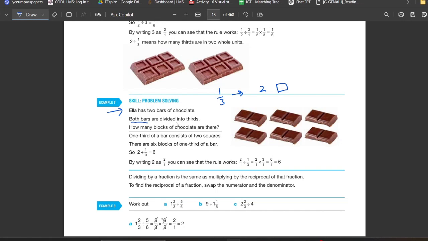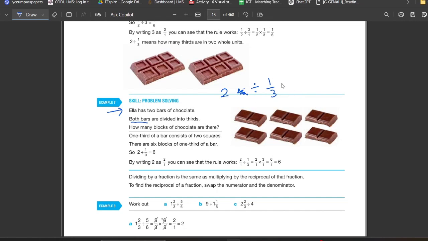Ella has 2 bars of chocolate. Both bars are divided into thirds. How many blocks of chocolate are there? 2 bars of chocolate are there, and Ella is dividing it into 1/3. So that's the question.